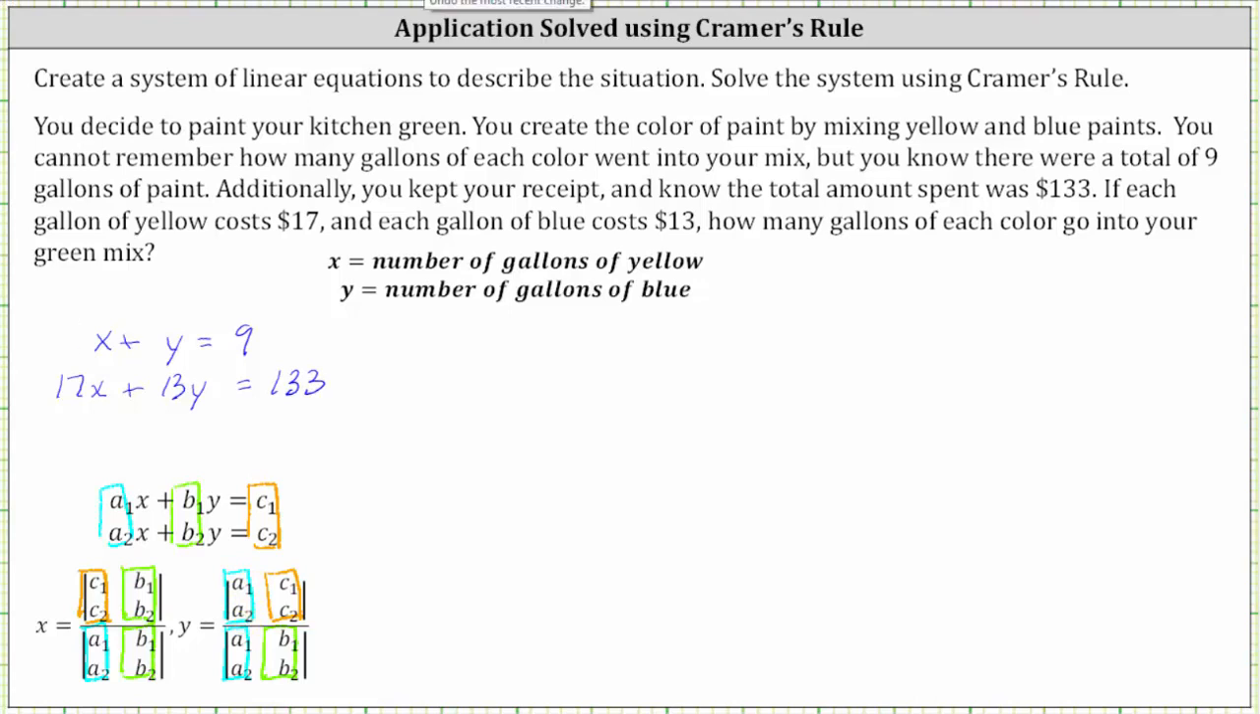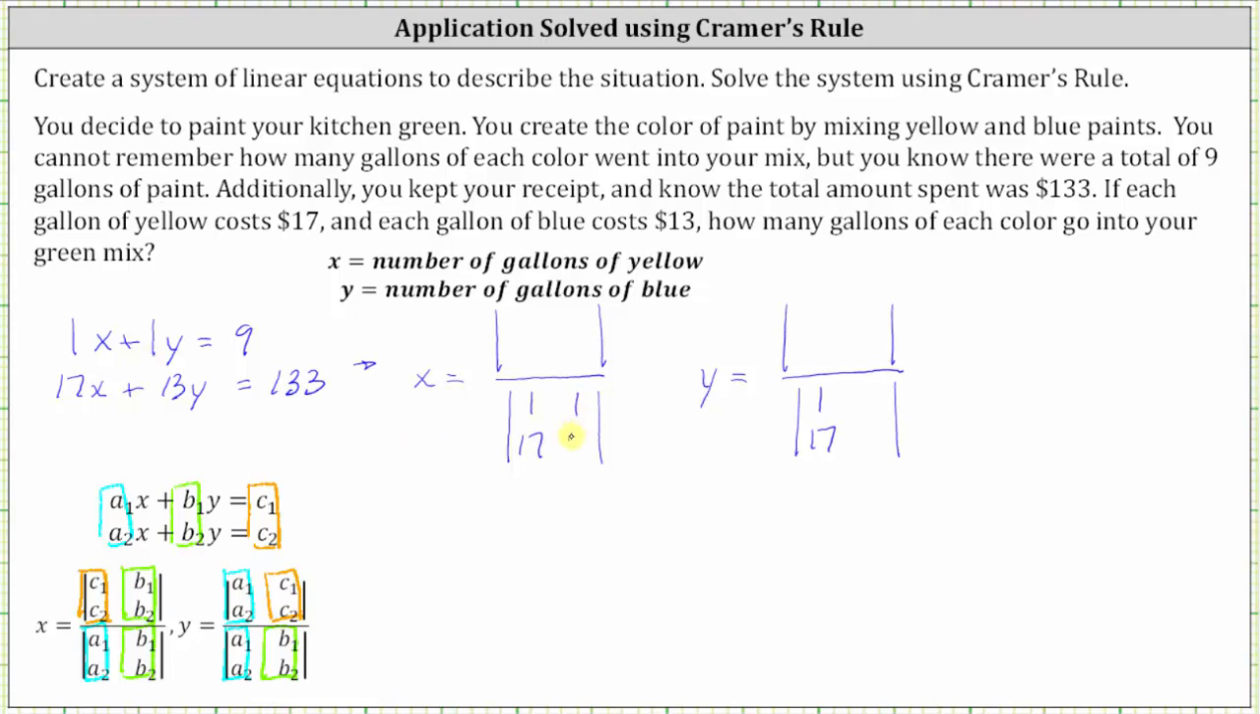Notice in our first equation, the coefficient of x is 1, and so is the coefficient of y. So for the 2 by 2 determinant in the denominator for both x and y, the first column will be the coefficients of x, which in our case are 1 and 17. The second column will be the coefficients of y, which are 1 and 13.